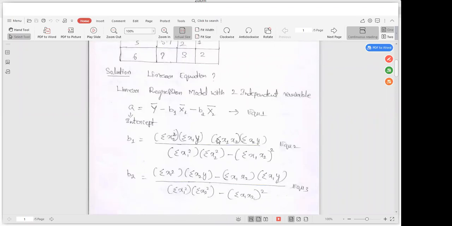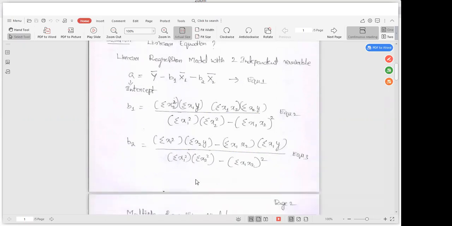To find the values of b1 and b2, we need to know the summation of x1 square, summation of x2 square, summation of x1 x2, summation of x1 y, and summation of x2 y. If you know these five things, then you can substitute them in these equations and find the values of b1 and b2. Now let us see how to find those summations.